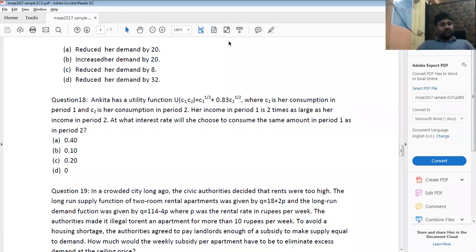ISI 2017, question number 18. Okay. Can I do this? U is equal to C1 to the power half plus 0.83 into C2 to the power half. Right? If you take a look at the indifference curve for this kind of a utility function, you already know that it is convex. U is equal to x to the power half plus y to the power half. This gives me a convex indifference curve.